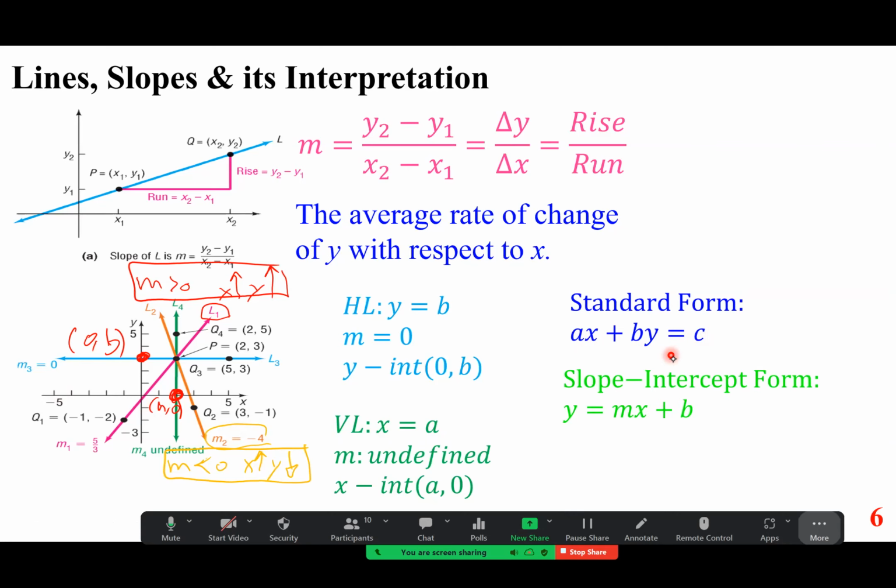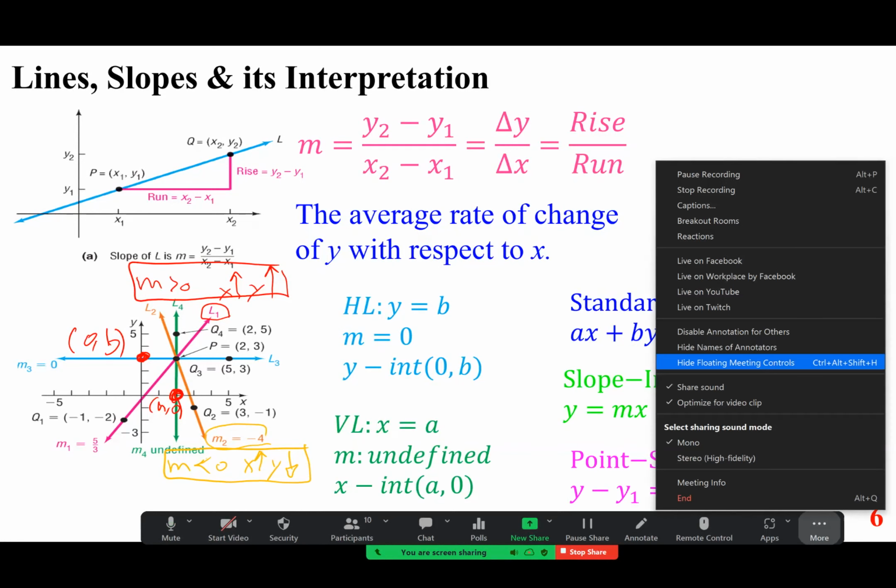Slope intercept form, y equals mx plus b. If you solve for y, what you end up with is the slope intercept form, which means m is the slope, and the y-intercept is 0, comma b. If they ask you for b, you just write b, but if they want a pair, 0, comma b. We also have the point slope form: y minus y1 equals m times x minus x1.